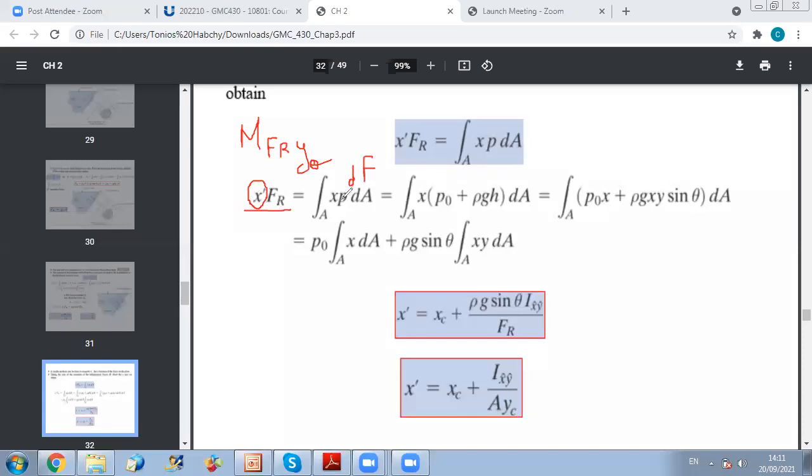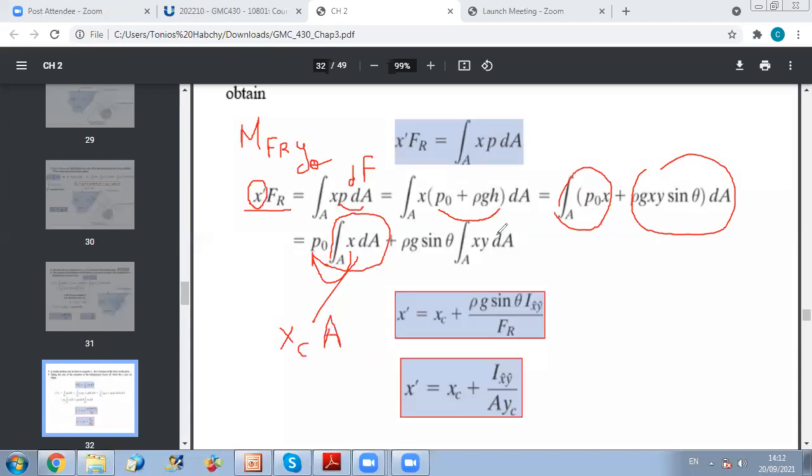And the elementary force is P dA, and P is replaced by P0 plus rho g h. So now, when I do the integral, I will decompose it into two parts. P0 is constant, so I take it outside of the integral, and the integral of x dA can be replaced by x of the centroid times the total area.